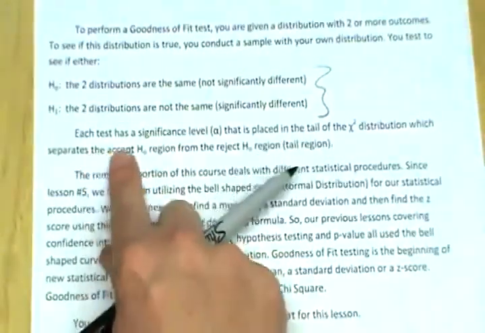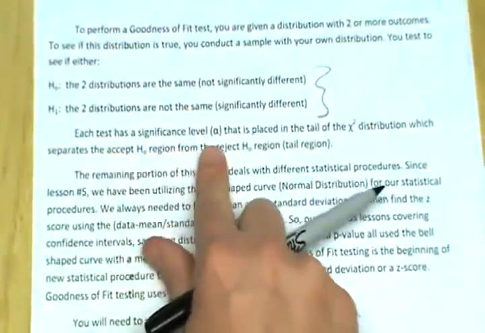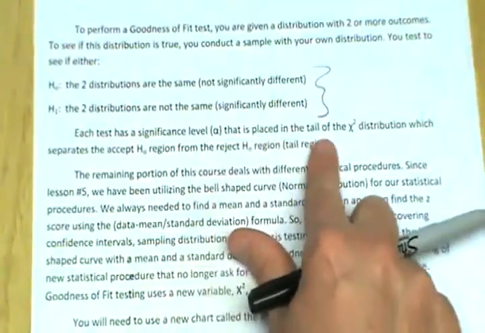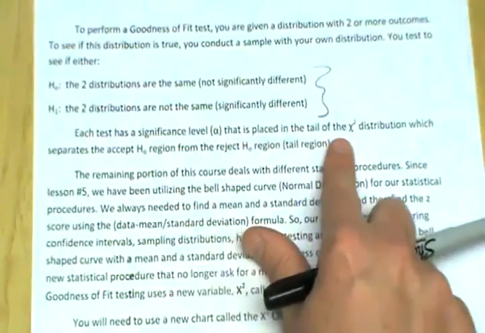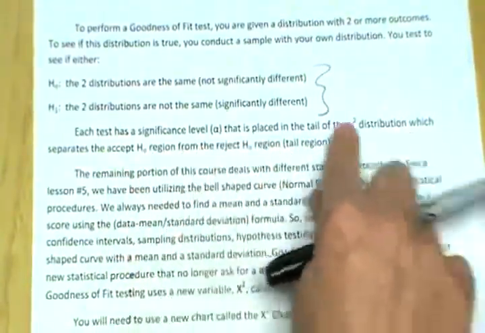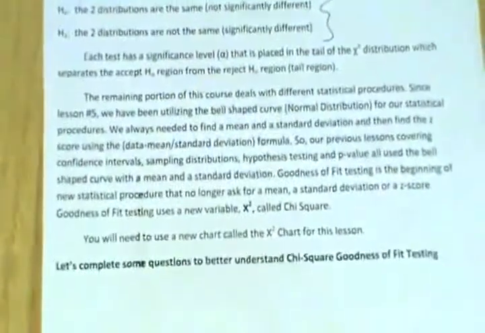Each test has a significance level, alpha, just like in hypothesis testing, and that's going to be placed in the tail again, same as hypothesis testing, of the chi-square distribution, which separates the accept and rejection. So this is all the same as hypothesis testing.